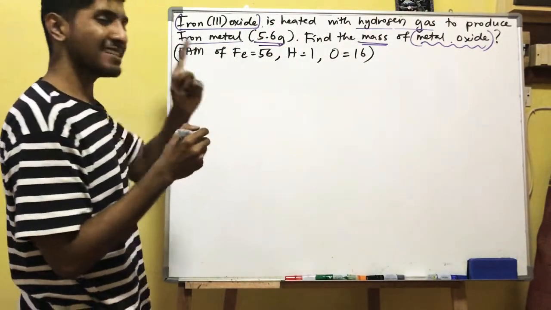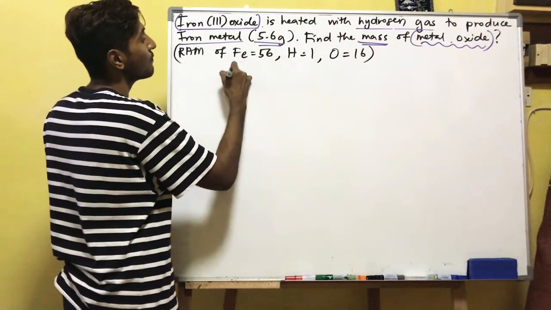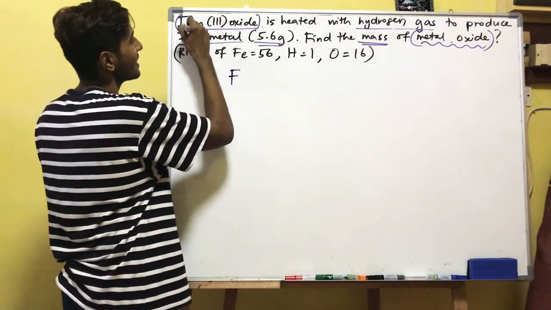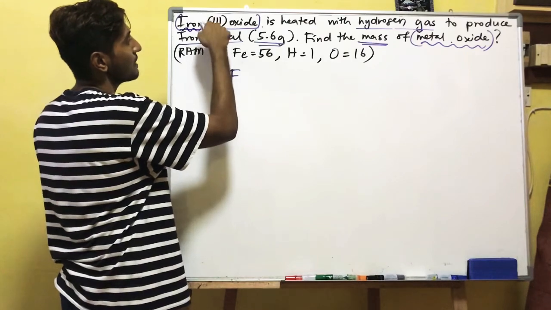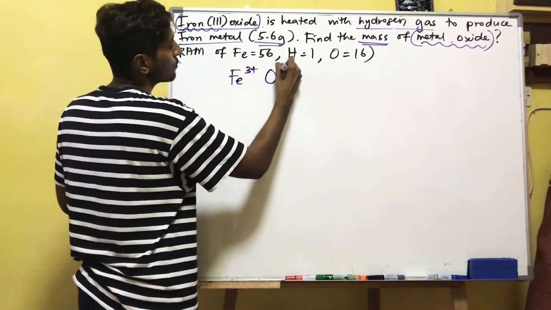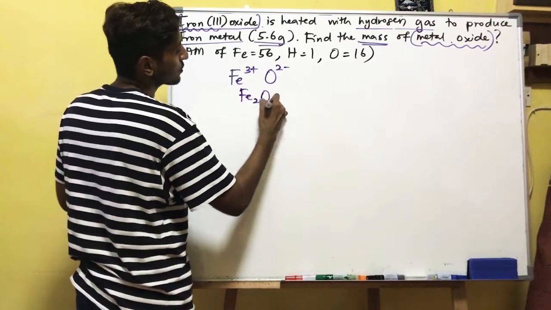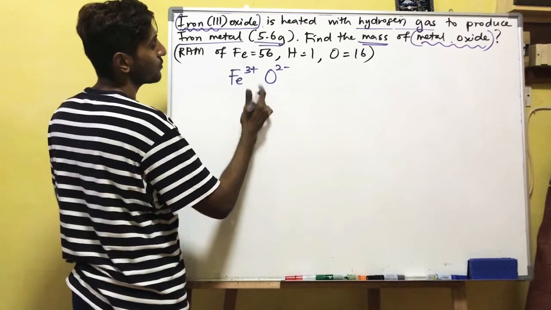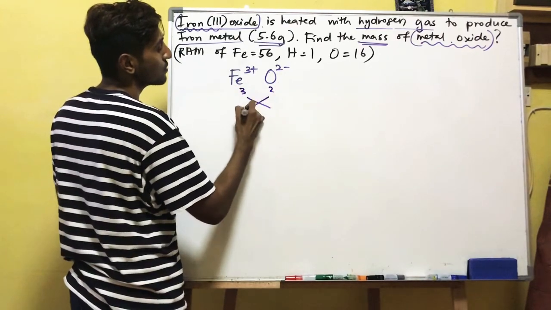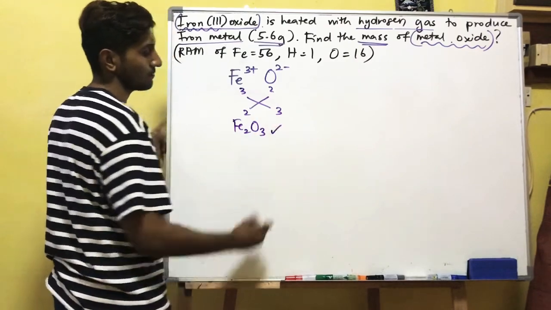So the first things first, we need to form the equation. So we know ferrum 3, like I said, transition element in bracket is 3, so Fe3+, oxide is O2-, so this is going to be Fe2O3, right? Because this is going to be 3, this is going to be 2, so 2, 3, so Fe2O3. Got it?